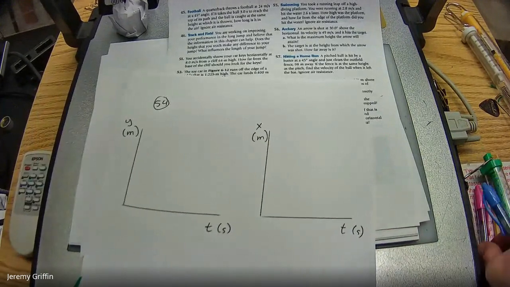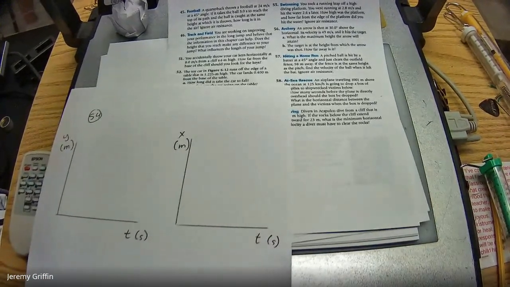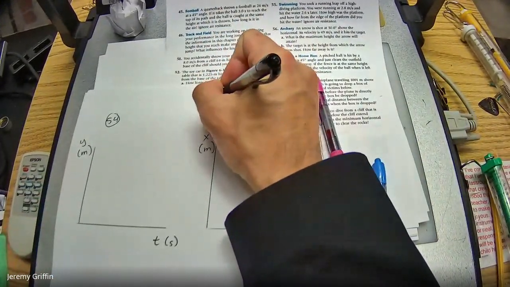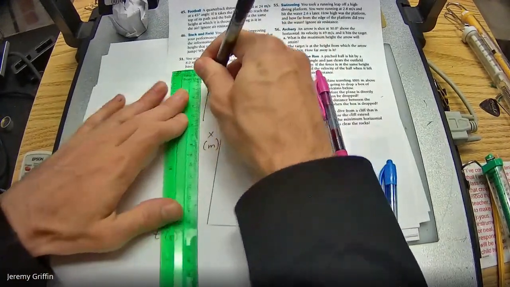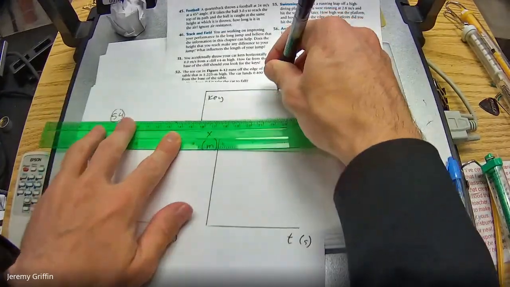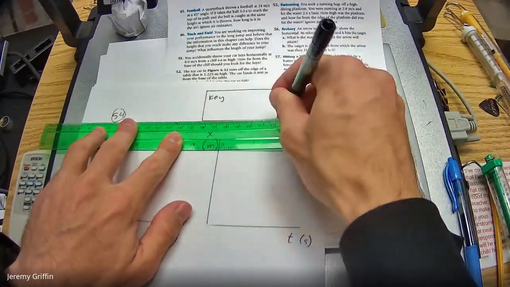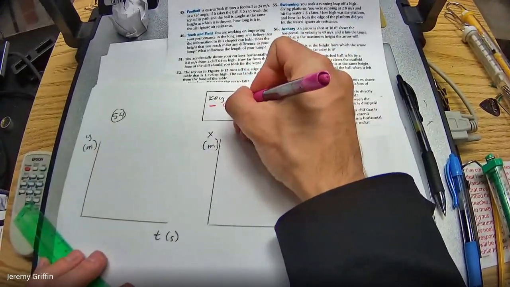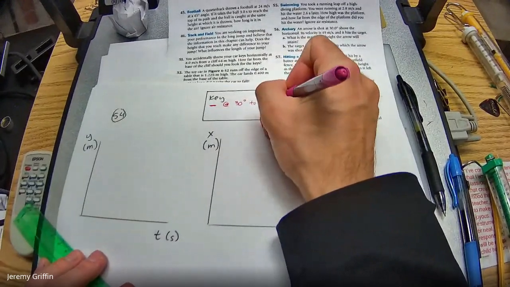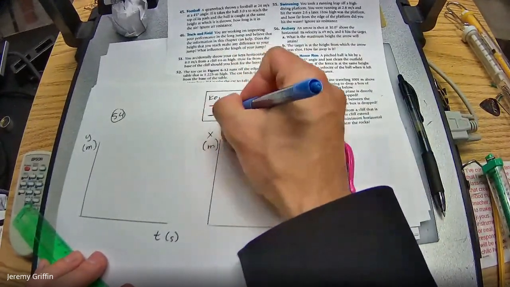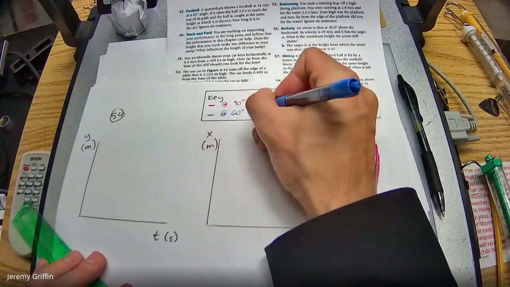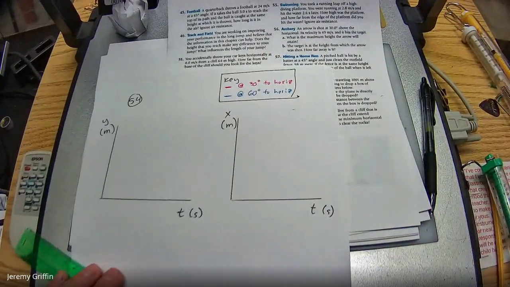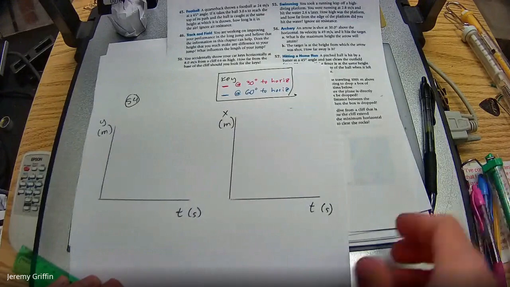Maybe I'll pick a couple of colored pens. I should make a key. That's what I should do. Let's put a key up here, do a little box. And in pink, I'll do at 30 degrees to the horizontal. And in blue, I'll do at 60 degrees to the horizontal. And see if you can stay a step ahead of me. See if you guys can figure out what these graphs are going to look like. So y versus t and x versus t.